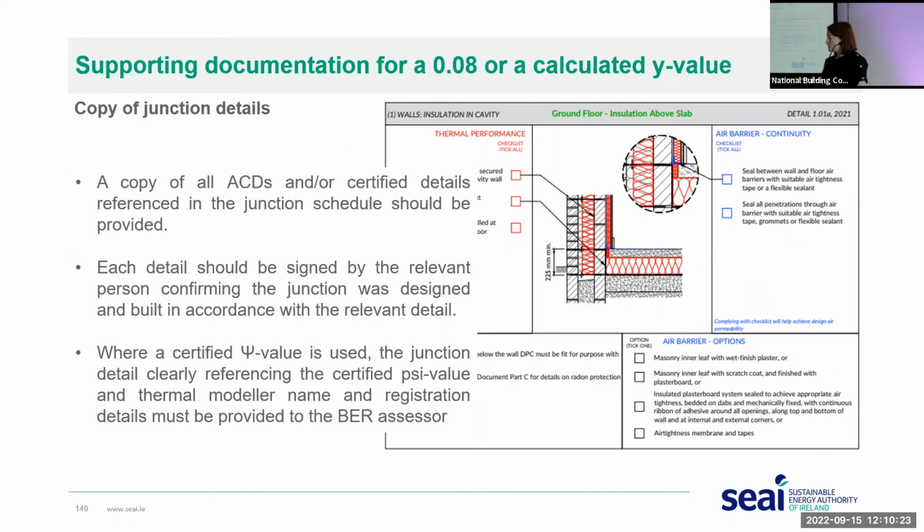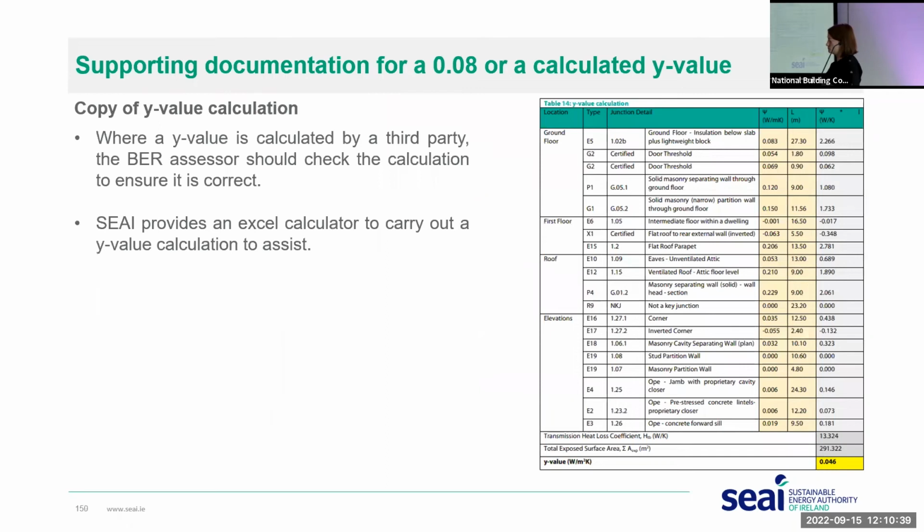We also provide a copy of the relevant ACDs and certified details to the assessor. And where the certified SEAI value is used, the junction detail clearly referencing the certified SEAI value and thermal modeller name and registration details must be provided to the BER assessor. And then as part of the documents retained by the assessor is a copy of the Y value calculation. If it's calculated by a third party, the BER assessor will need to check that. And we also have then, as Simon went through, the Y value calculator on our website.